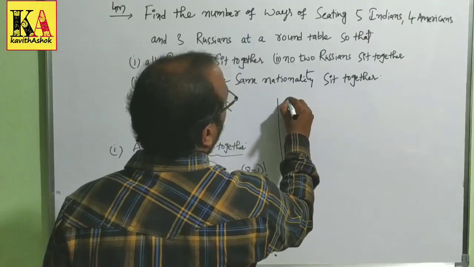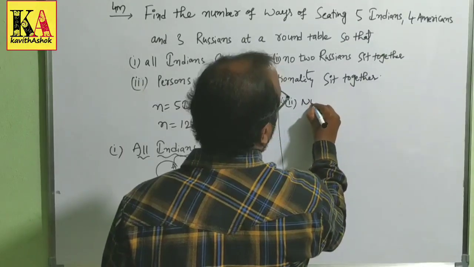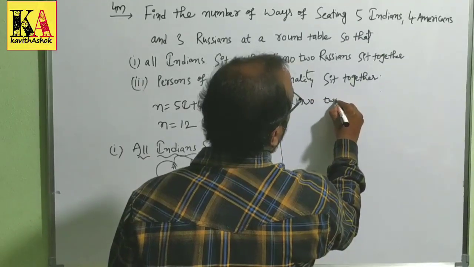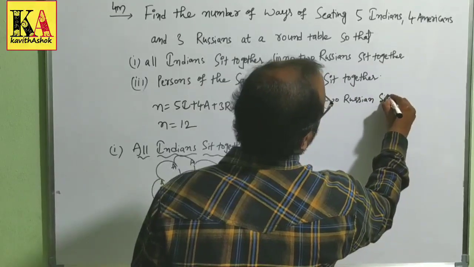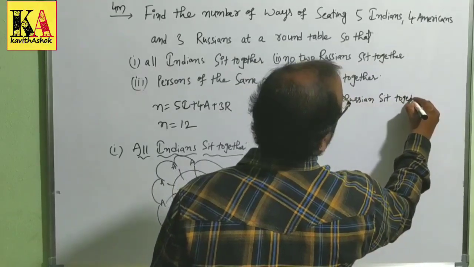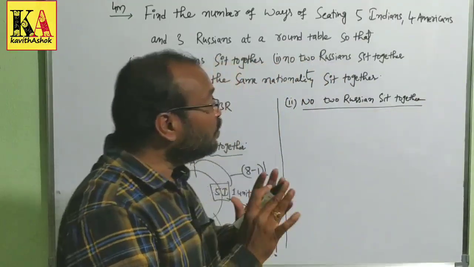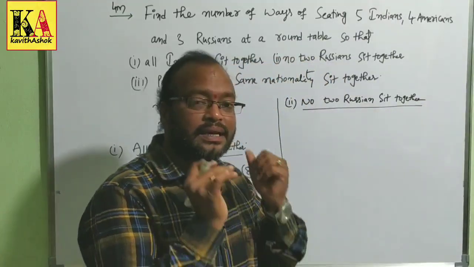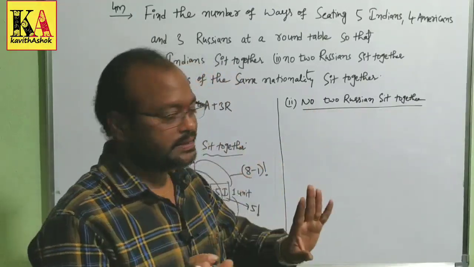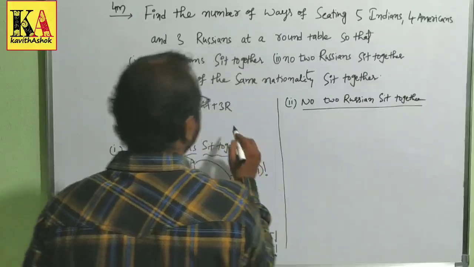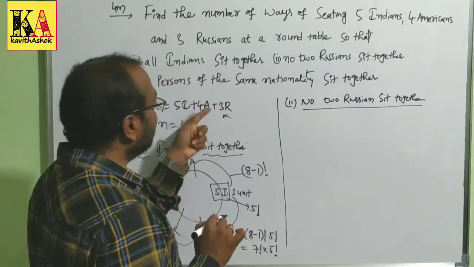Second. No 2 Russians sit together. Right. We already know. Whenever no 2 condition is there, just leave that. How many members are there? Russians. First leave the Russians. How many members are there? Russians? 3 members. Just leave it. Arrange the 5 Indians and 4 Americans.